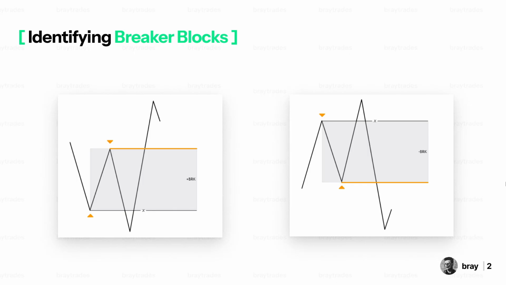Vice versa, for a bearish breaker block, we will see a swing high followed by a swing low, followed by the manipulation higher. Closure below the swing low is what will confirm the bearish breaker block.